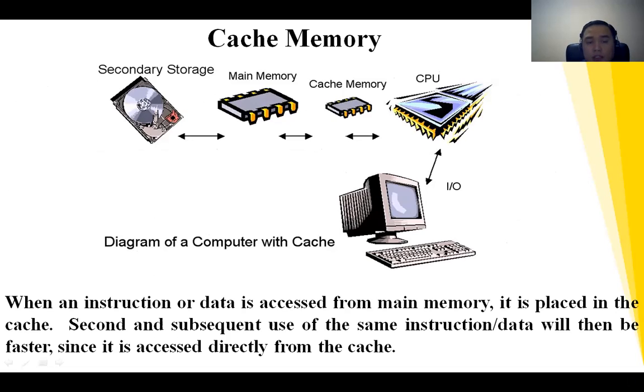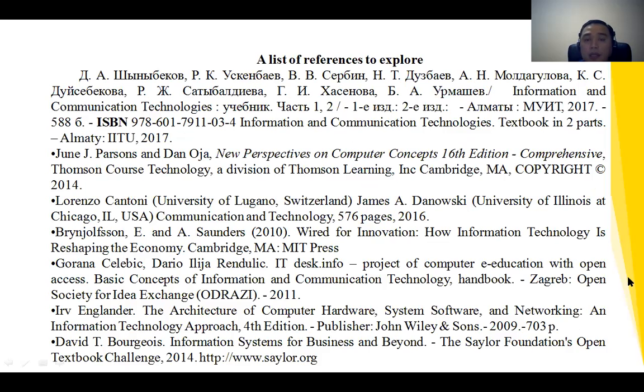When an instruction or data is accessed from main memory, it is placed in the cache. Second and subsequent use of the same instruction or data will then be faster, since it is accessed directly from the cache.